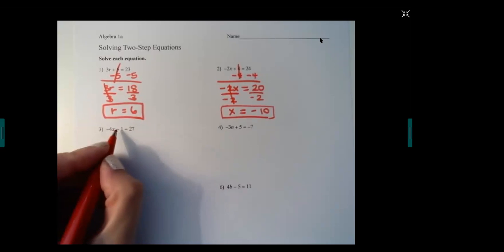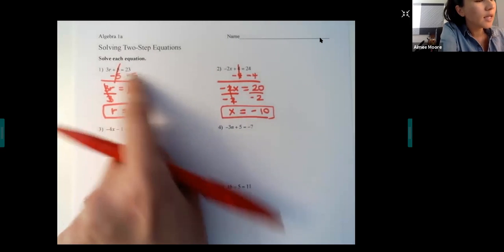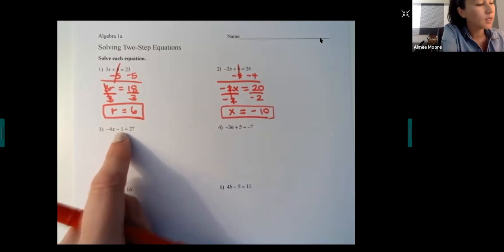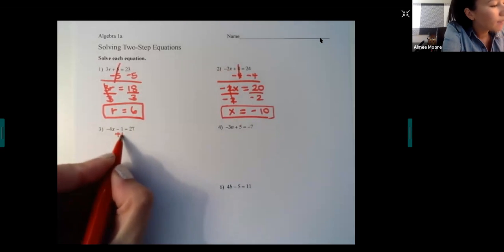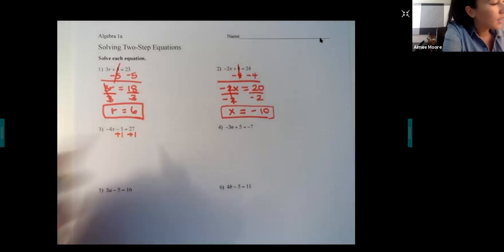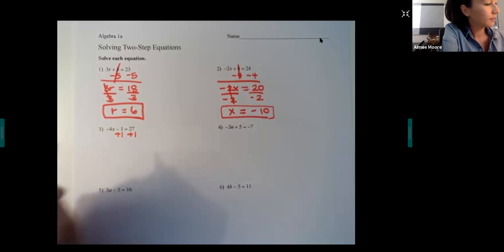Okay, so we were doing subtraction because in these cases they were positive. But since we have negative 1, you always do the opposite. So since it's a negative 1, now we have to do a positive 1. And then what we do to one side, we have to do to the other side.